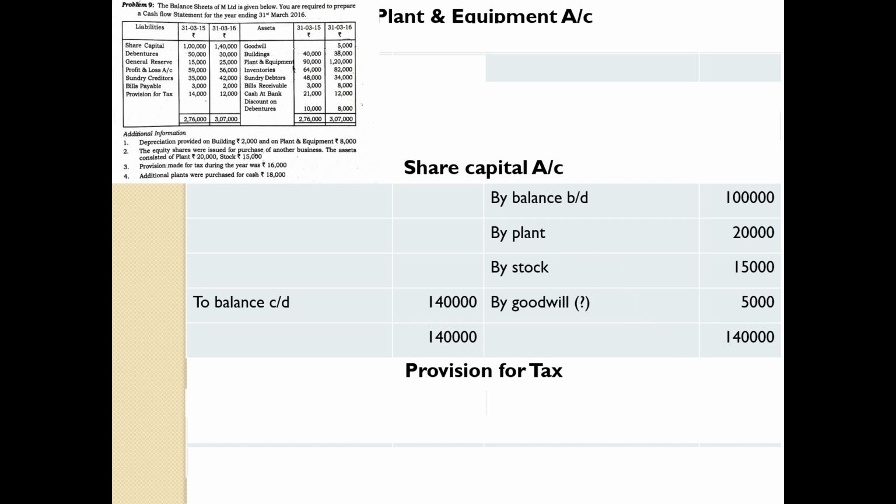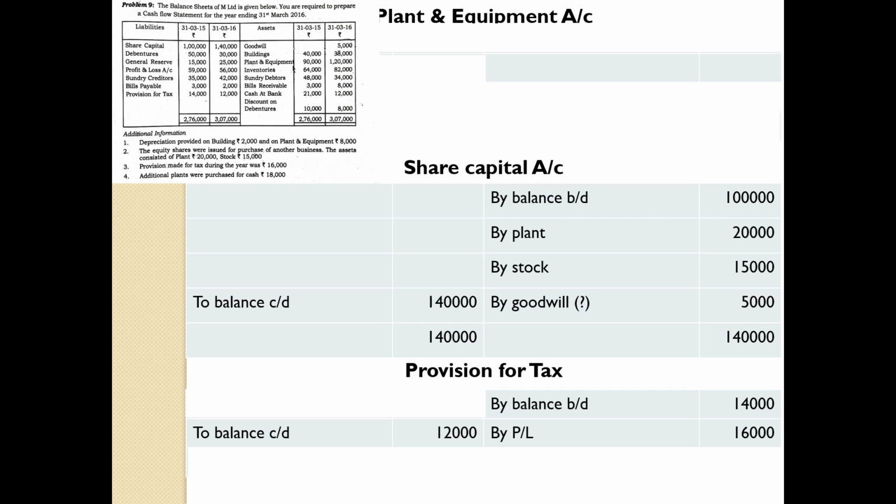So let us go to another account, provision for tax. We all know the drill of preparation of provision for tax. Given opening balance and closing balance have to be shown accordingly, and in the adjustment it is said that provision made during the year is 16,000. So it has to be shown by P&L 16,000. Provisions are always made on the basis of profits, so it has to be shown in the P&L account. That's why it is written by P&L.